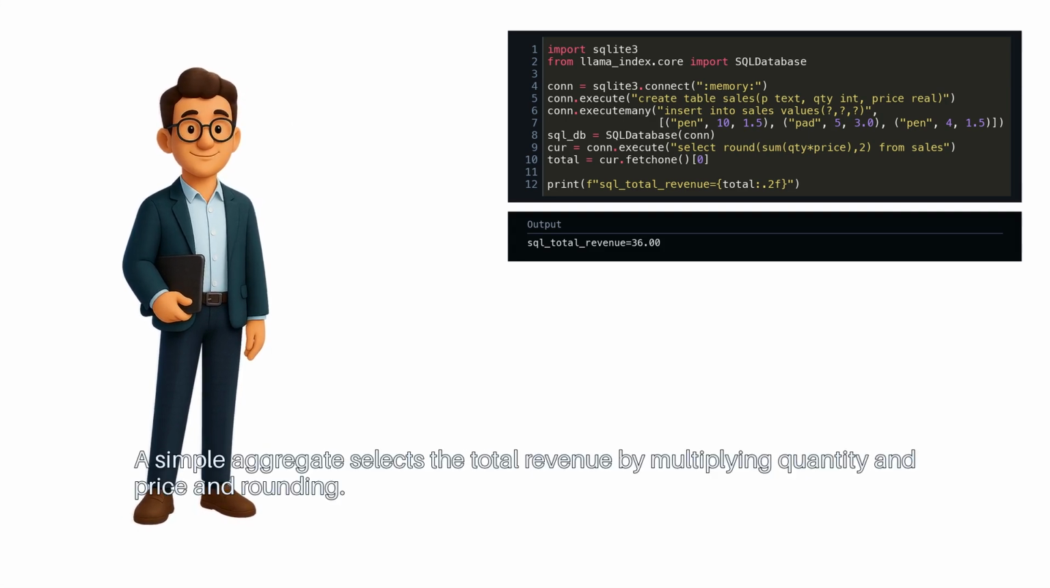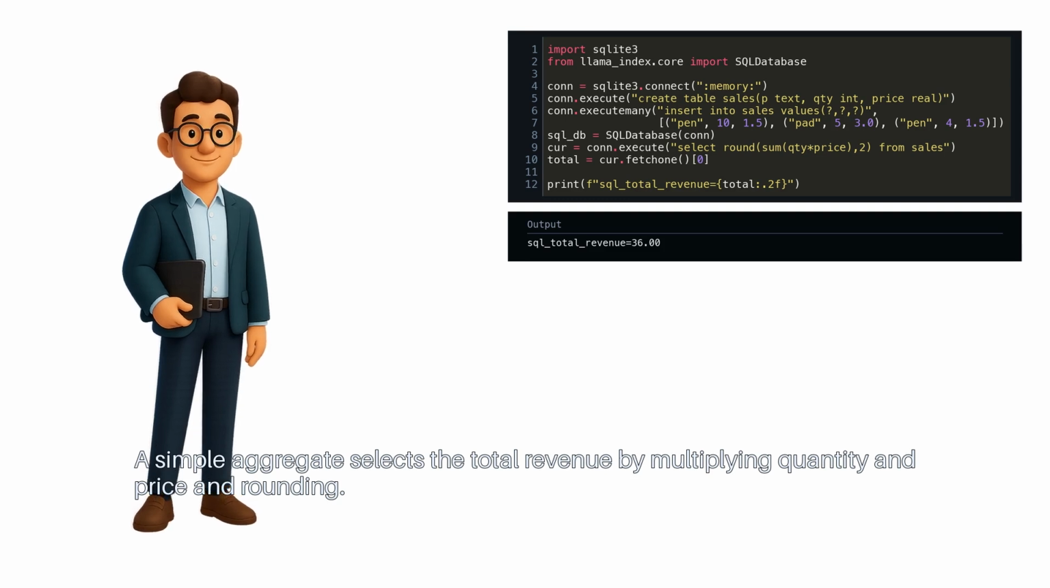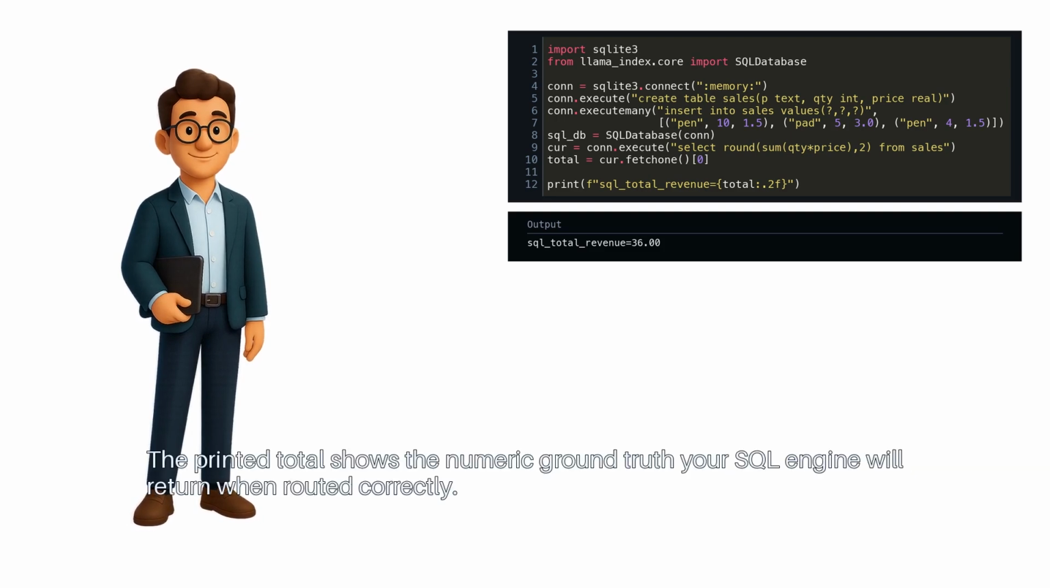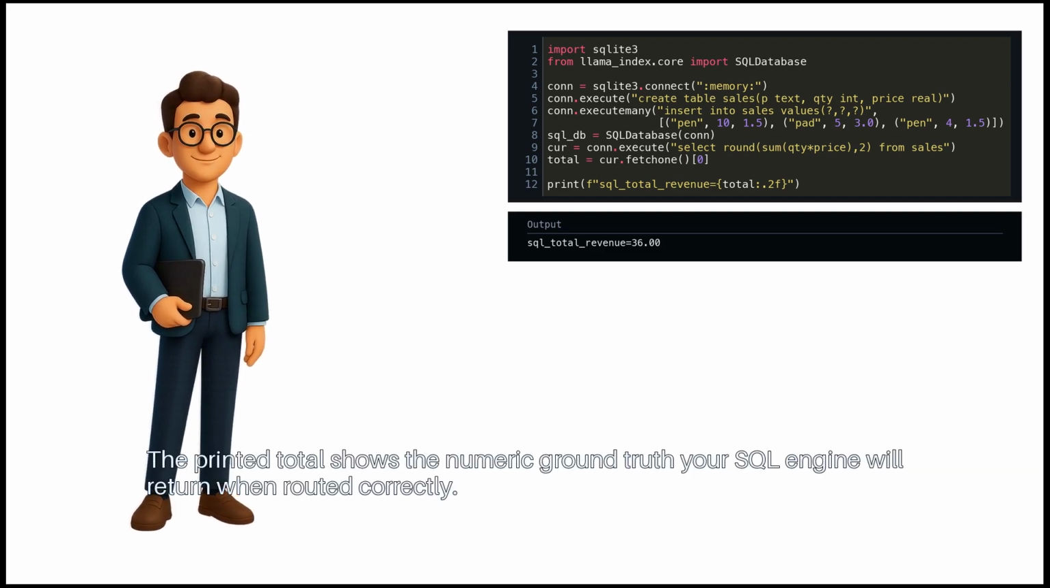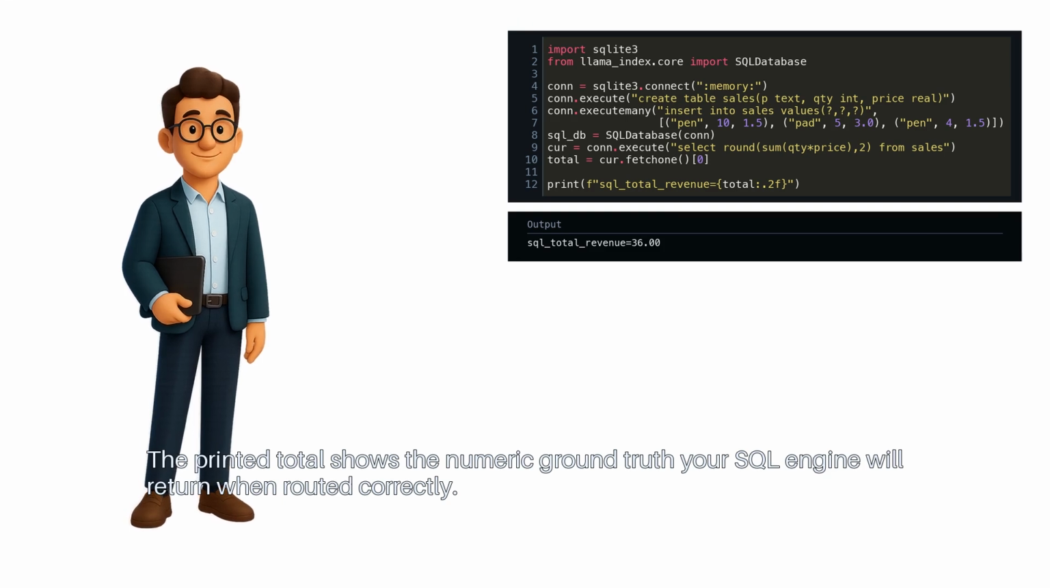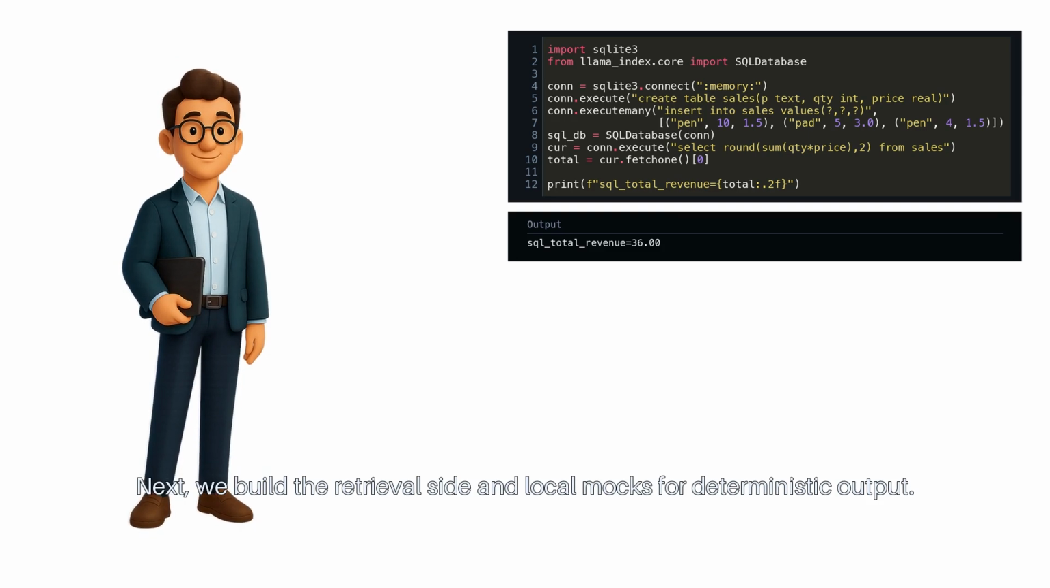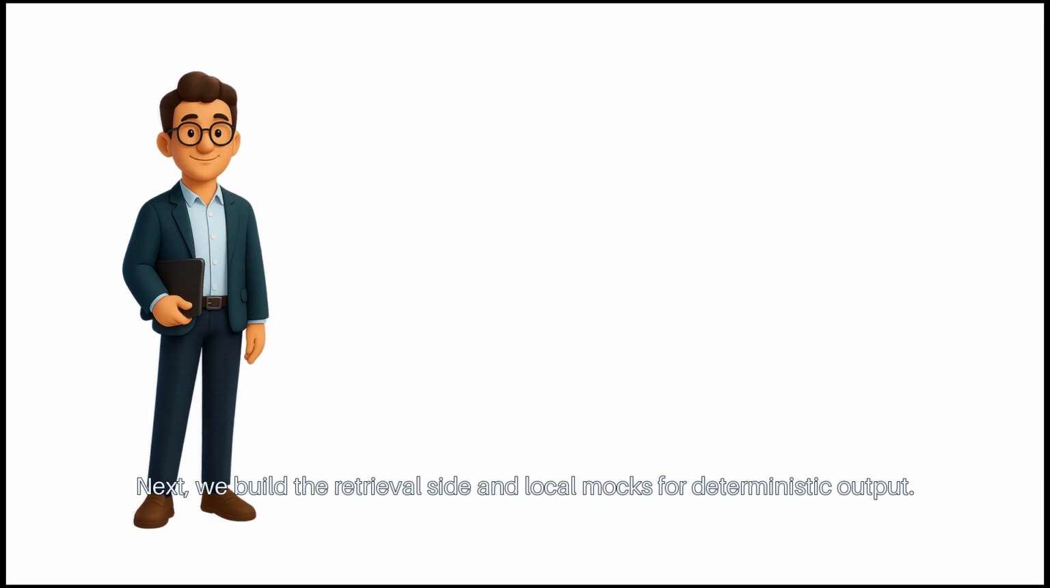A simple aggregate selects the total revenue by multiplying quantity and price and rounding. The printed total shows the numeric ground truth your SQL engine will return when routed correctly. Next, we build the retrieval side and local mocks for deterministic output.